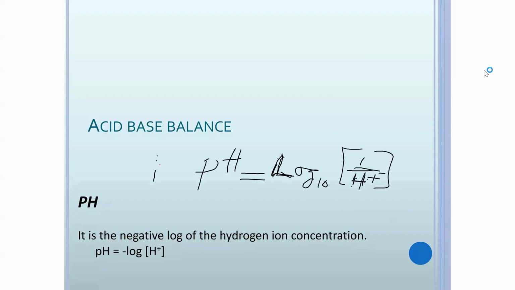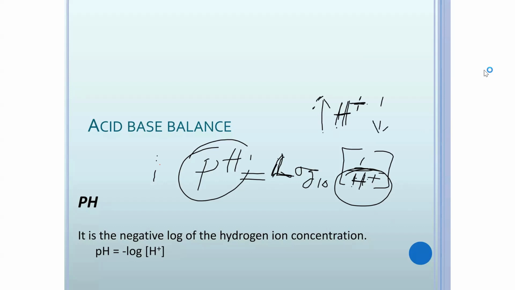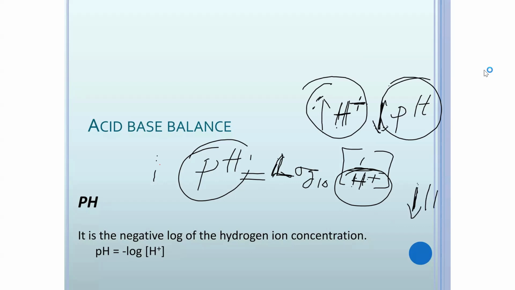From here you can clearly see that pH is an inverse of hydrogen ion concentration. Since they are inverse, whenever the hydrogen ion concentration increases, the pH will decrease. So if one increases, the other decreases. At the same time, if hydrogen ion concentration decreases, then of course the pH will increase.